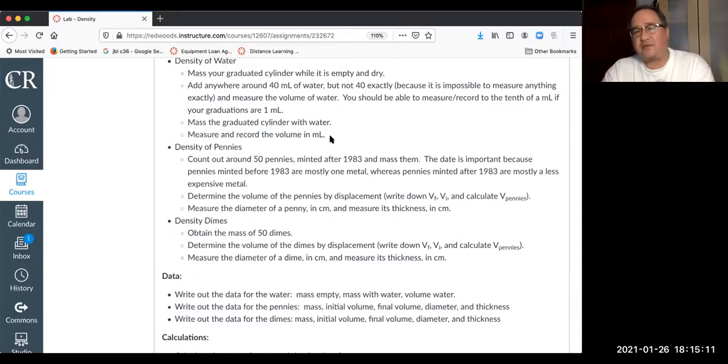So you don't need to put that because it is impossible to measure anything exactly. Basically, when you get the density of water, you say mass your graduated cylinder empty, put 40 mils of water in it and measure the volume, measure the mass of the graduated cylinder with the water. Boom, boom, boom. When you're writing out the procedure, you want to make it simple, direct, and something that you can repeat.